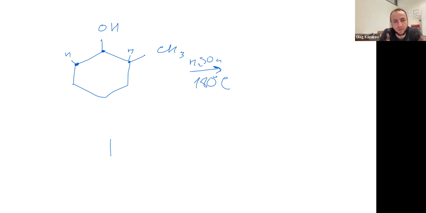The 6-membered chain will be retained. Oh, sorry. So there's going to be no more OH. So this will be gone, right? So now you're going to have CH left over here. And then let's say you're going to remove this hydrogen first, right?